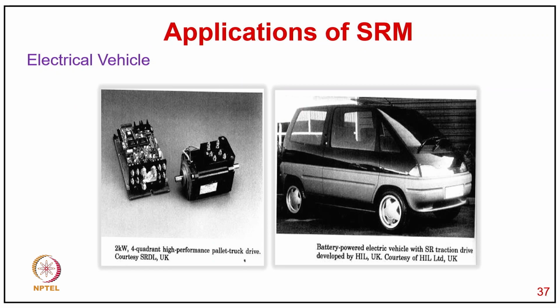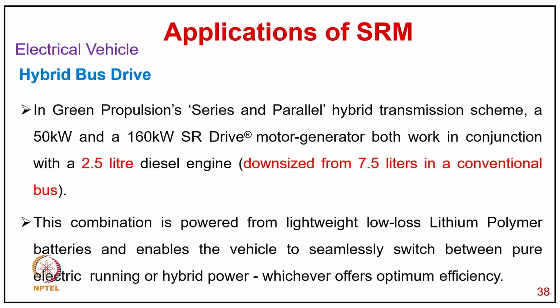Then this is another typical, let's say, controller motor of 2 kilowatt with a 4-quadrant high performance pallet truck drive for electric vehicle. So, another application is hybrid bus drive.